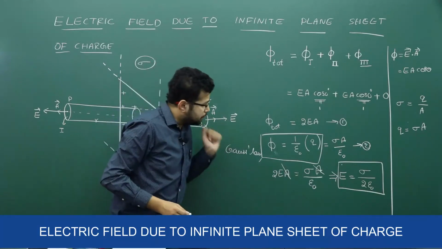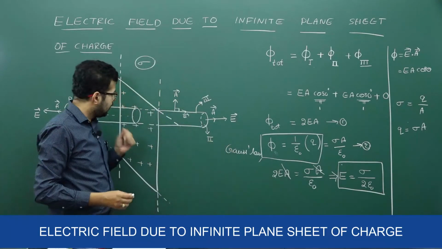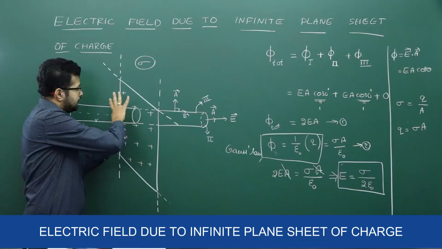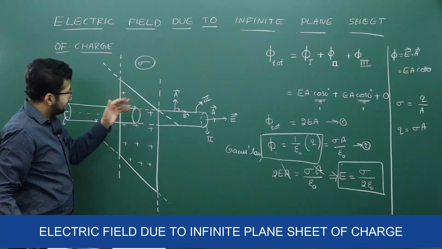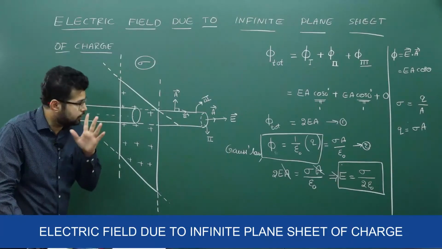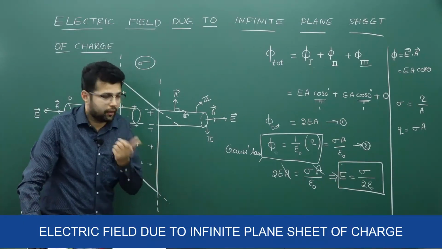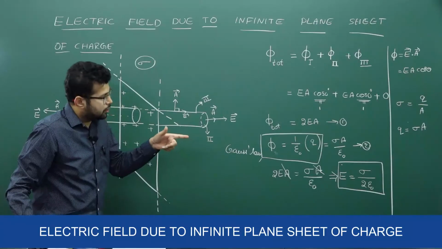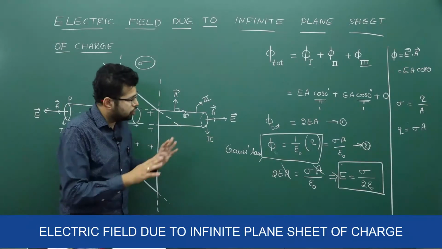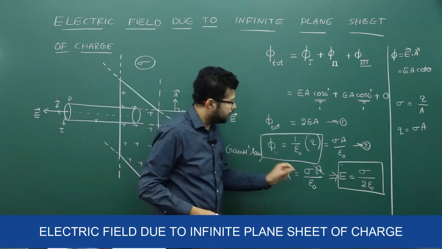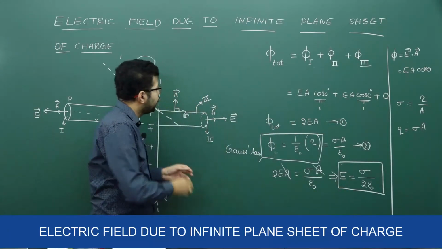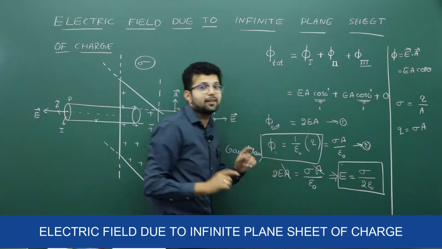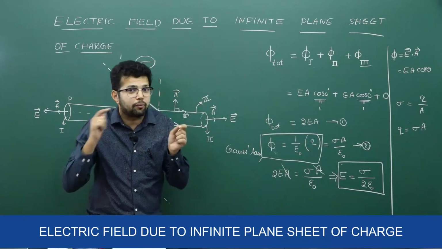What is sigma? Sigma is the surface charge density. I have told you that charges are uniformly distributed through the plate, so the surface charge density is constant. 2 is a number. Epsilon naught is the permittivity of free space, which is also constant. So, what does it mean? The electric field due to an infinite plane sheet of charge is constant wherever you consider the point. It is independent of the distance from the plane sheet.